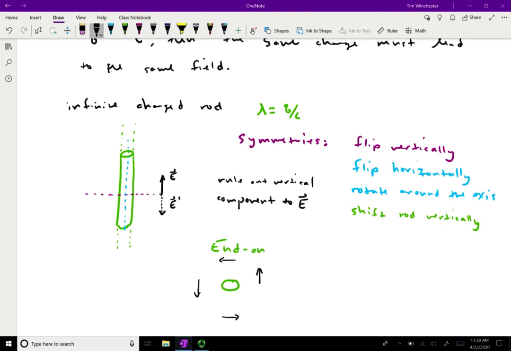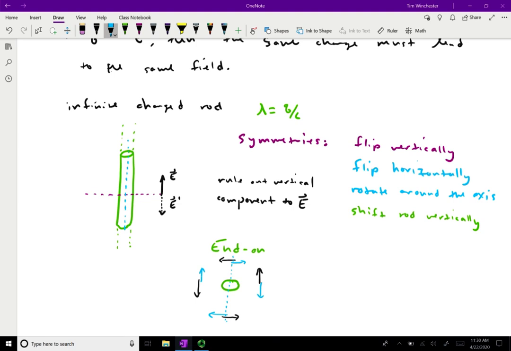But I also had the symmetry that I can flip it horizontally. So if I flip the electric fields horizontally, then I'm going to get a different result afterwards. Here I'll get one that looks like this, and this one would end up over here, like so, and then the one that's on the left would end up on the right. Okay, and then this one goes like this. All right, so I get a different result flipping it.